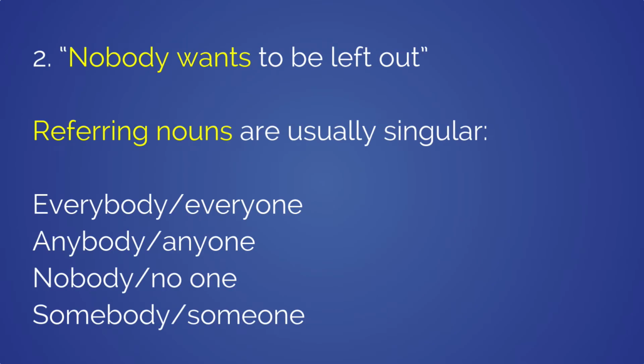The second area of difficulty is with quantity and referring nouns, where there are a number of rules. Firstly, with referring nouns. Most referring nouns are singular. So look at the list on the screen. Everybody, everyone, anybody, anyone, nobody, no one, somebody, someone, all of these referring pronouns are singular. So, for example, nobody wants to be left out.